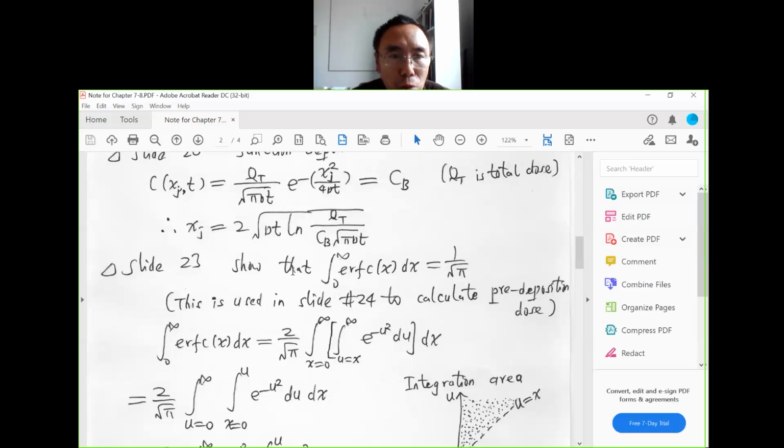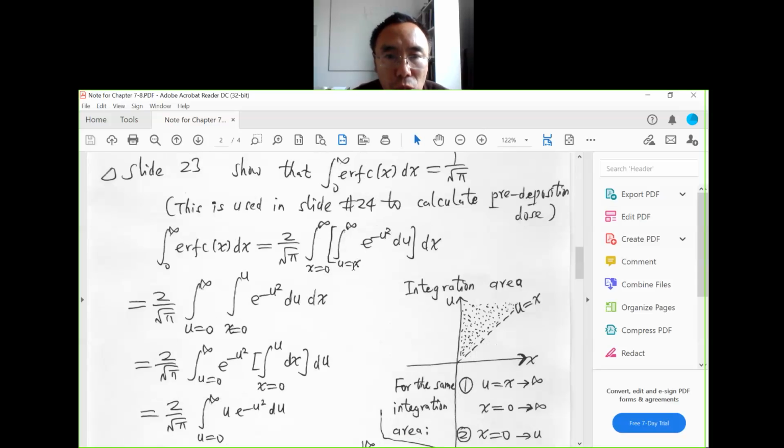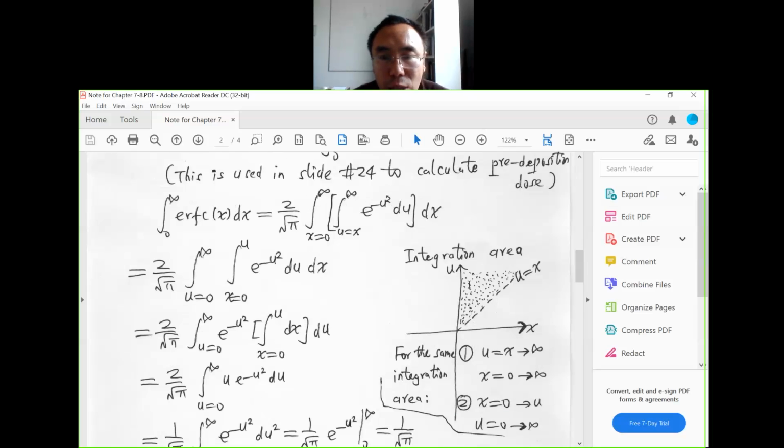So we want to show that the integration of the complementary error function is equal to 1 over square root of pi. By definition, the complementary error function is given by the integral from x to infinity of e to the minus u squared du. You can see the integration is from u equal to x to infinity, which corresponds to this shaded area. So u from x to infinity and x from 0 to infinity. We can represent the same shaded area by the second form.